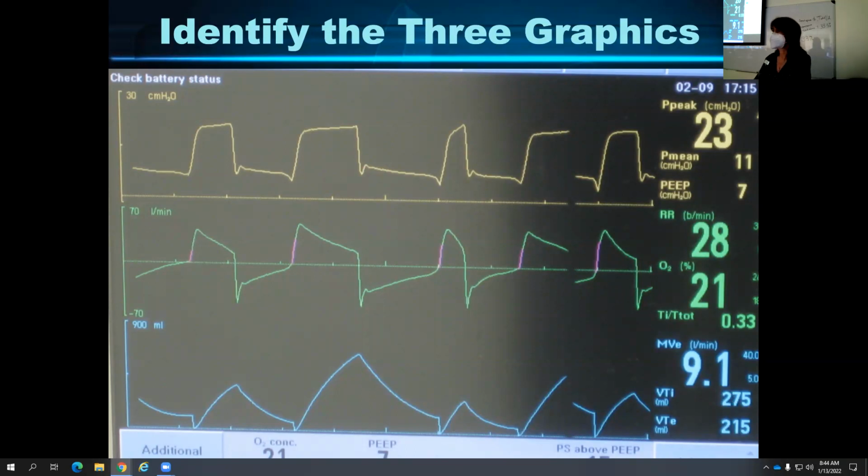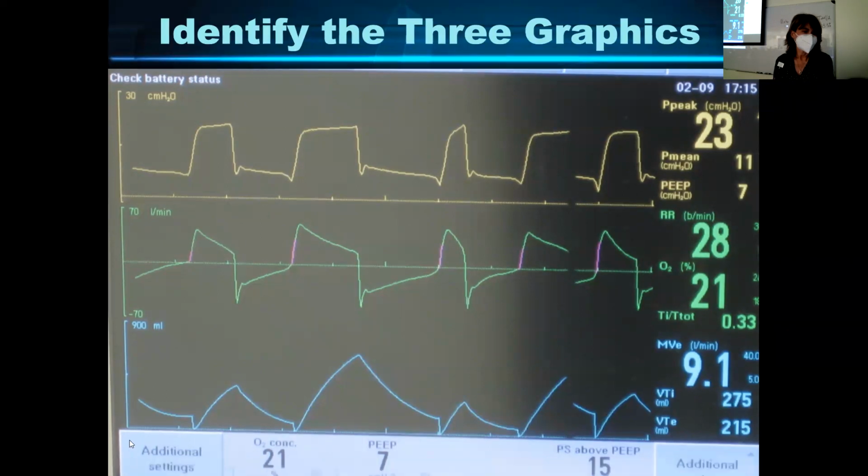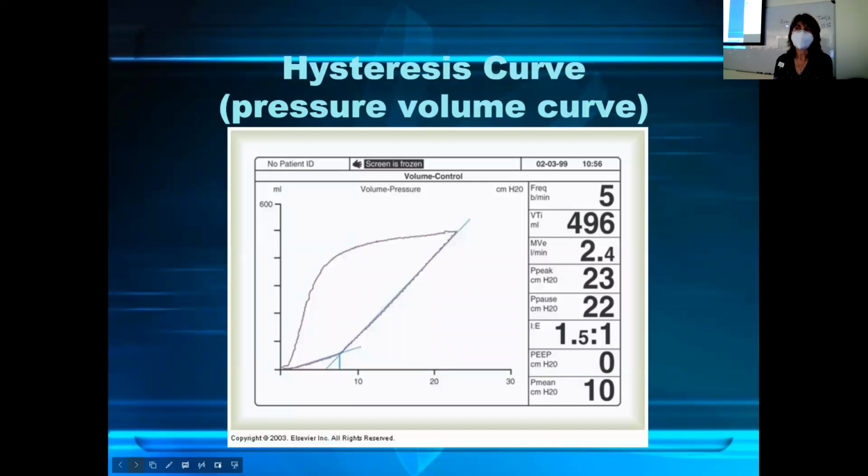What kind of parameters do you use to decide when that's too far out of range and you have to start looking at your circuit? For the adults, 50 mLs. I want to show you a couple more things, and then I have a handout to give you, and then we'll try to identify it from the handout.